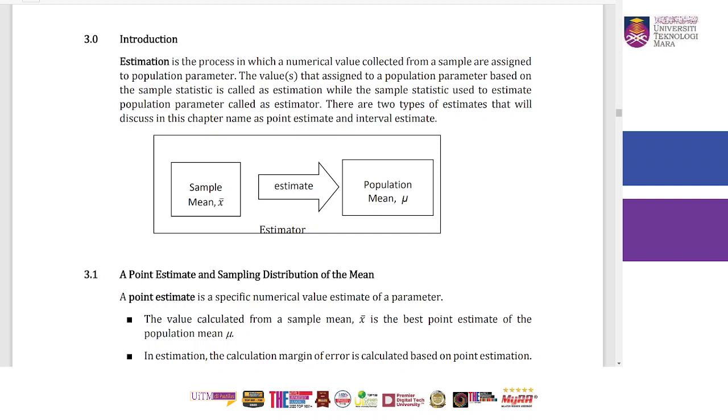Dan dalam keadaan di sini, untuk estimation ni, ada message ke? Itu yang, tak ada, baru masuk.